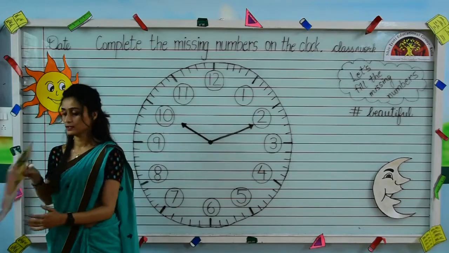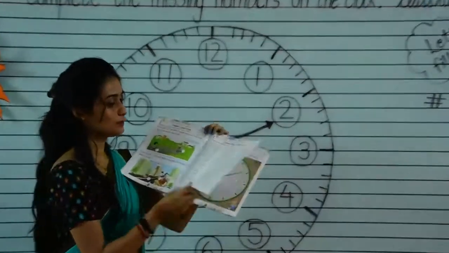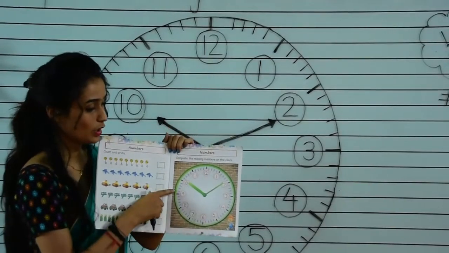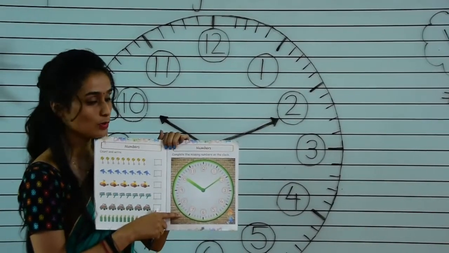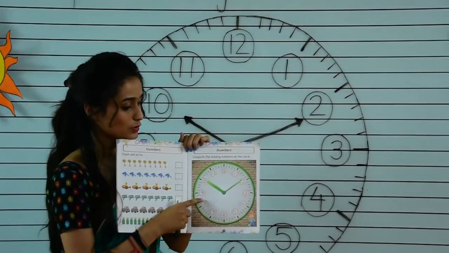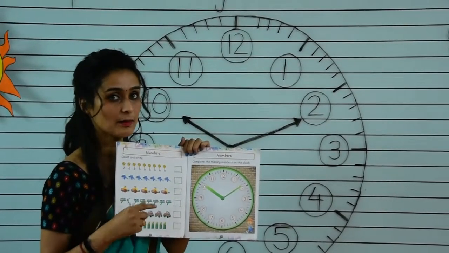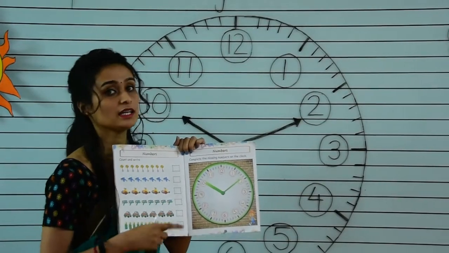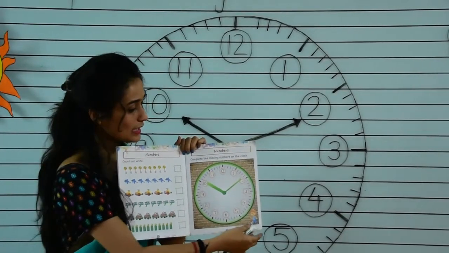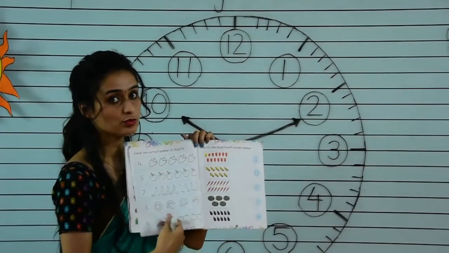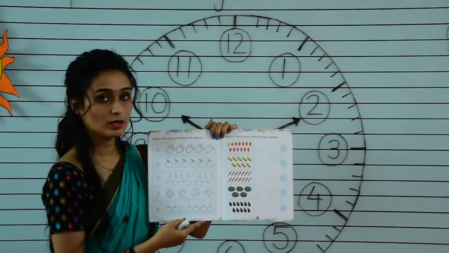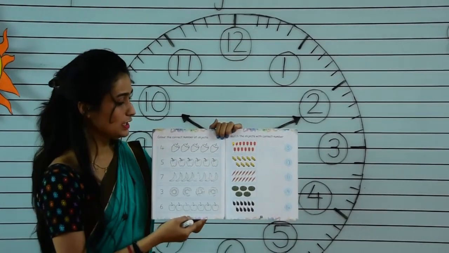Okay, in your maths book, on page number 13, you have to complete the whole clock. You have to write all the missing numbers very beautifully. Your number should not spill out of the circle. Okay, kids? And also you have to complete your page number 14. You have to complete your page number 14 also.